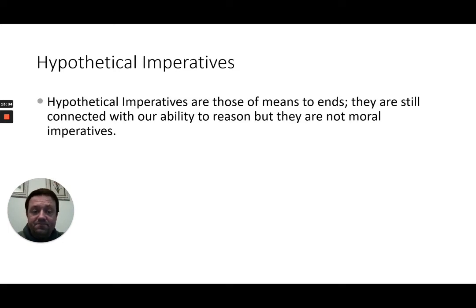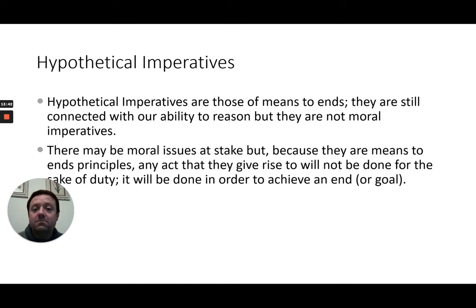All right. So as I've said, hypothetical imperatives are those of means to ends. They are still connected with our ability to reason, but they are not moral imperatives. There may be moral issues at stake, but because they are means to ends principles, any act that they give rise to will not be done for the sake of duty. It'll be done for some other reason. Rather like the shopkeeper who acts in accordance with duty but not for the sake of duty.